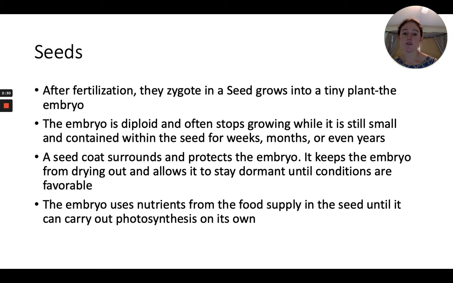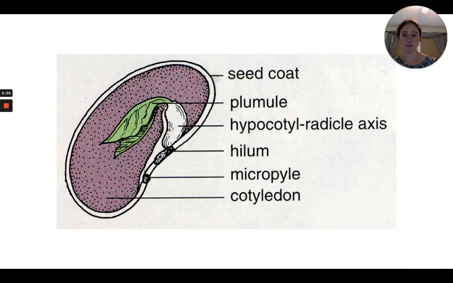The embryo is going to use the nutrients from the food supply in the seed until it can carry out photosynthesis on its own. So during this dormant period, it's not going to be active, it's not going to be growing, it's just kind of chilling in there. And you notice this a lot during the winter months. Plants may have gone to seed at the end of the fall, and there are no new plants growing because it's so cold. But come spring, that's when everything pops up again.